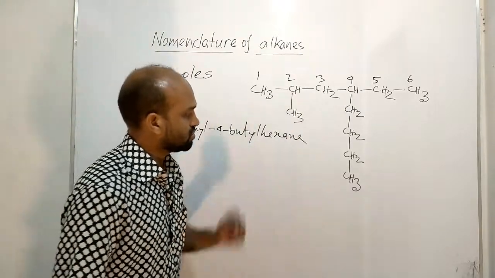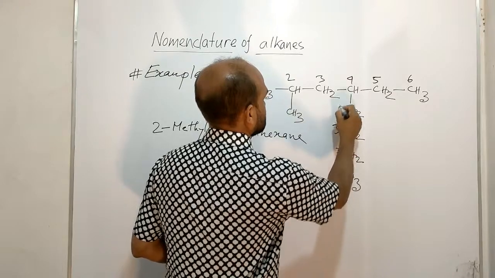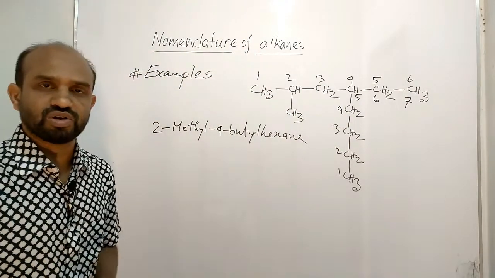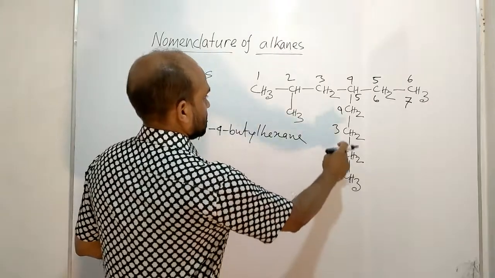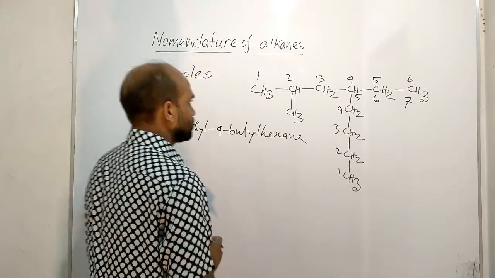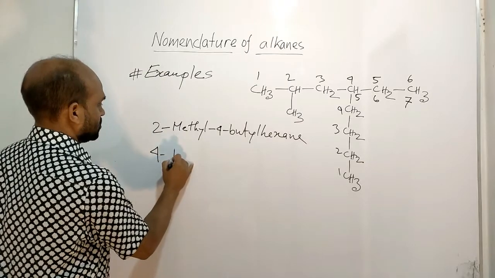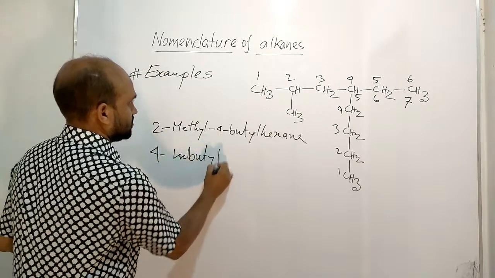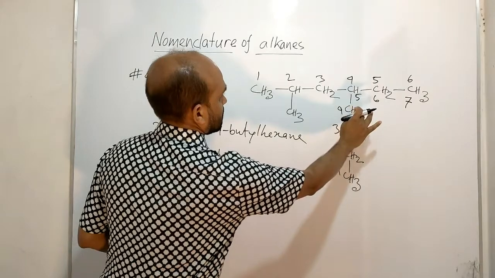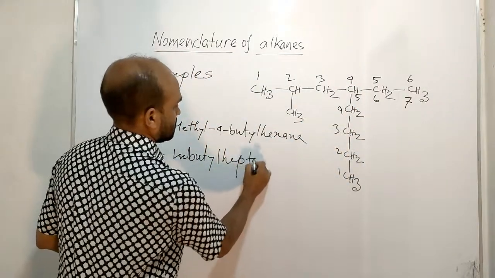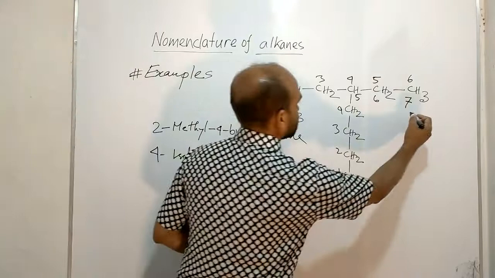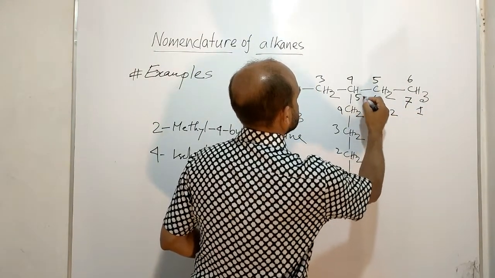If it is numbered from this carbon atom, then 1, 2, 3, 4, 5, 6, 7. So here 7 carbon atoms. There is a matter of longest chain. Then at carbon 5, the name of this alkyl group is isobutyl at carbon 4. So 4-isobutylheptane. This may be another name, and if it is numbered from here 1, 2, this carbon is 3, it is 4, 5, 6, 7.